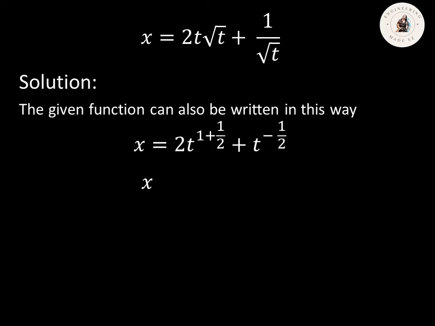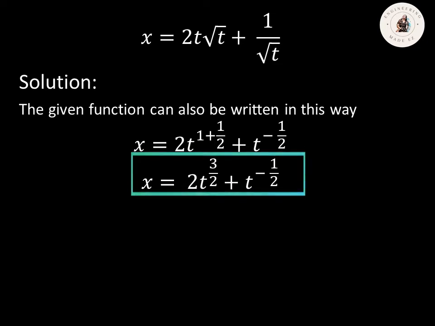So our x now is equal to, simplifying, 2t raised to the power of 1 plus 1 half. So we have 2t raised to the power of 3 over 2 plus, we're just going to bring down t raised to negative 1 half. So our x now is equal to 2t raised to the power of 3 over 2 plus t raised to the power of negative 1 half.